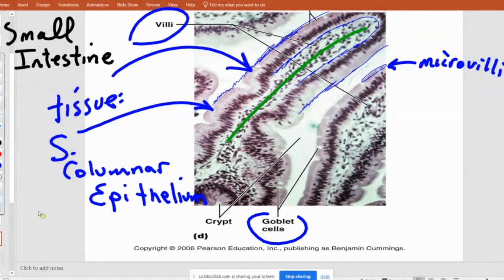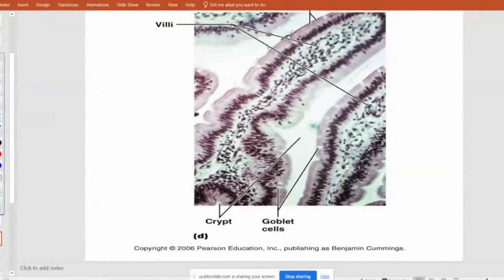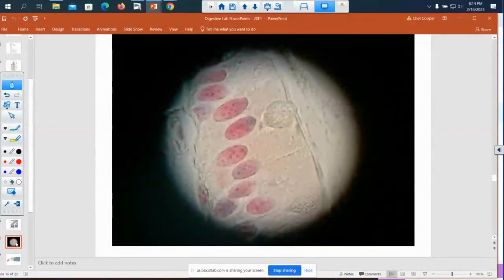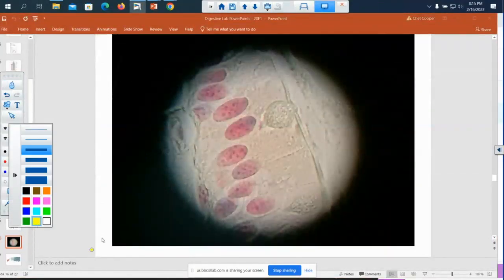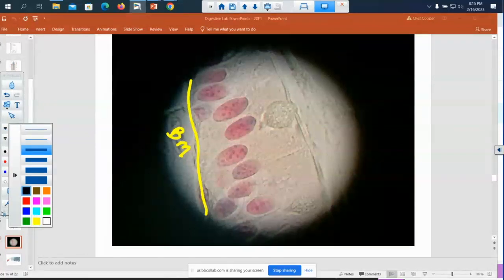So Pearson took that picture, and then we got a good slide in our lab and came in here and got this picture. So here, exactly, basement membrane. And if you look carefully, look here.